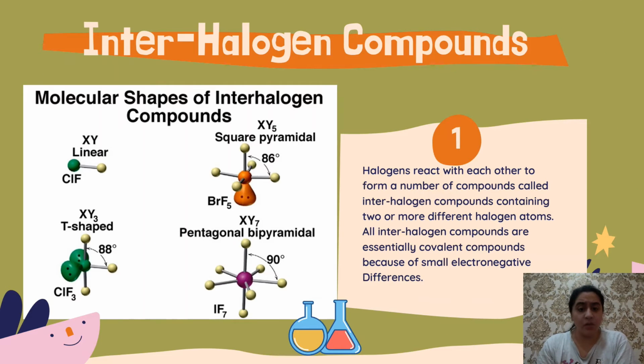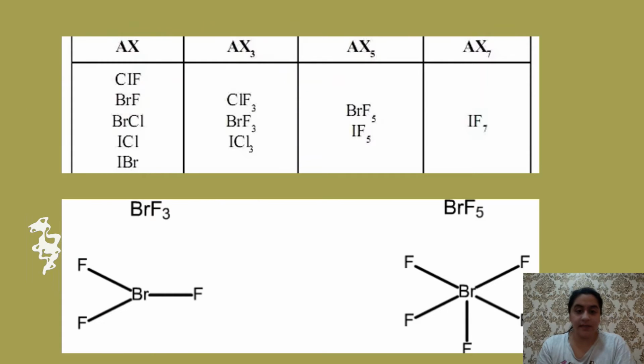Interhalogen compounds. What are interhalogen compounds? Halogens react with each other to form a number of compounds called interhalogen compounds, containing two or more different halogen atoms. All interhalogen compounds are essentially covalent compounds because of small electronegativity differences. Examples of interhalogen compounds are bromine trifluoride and bromine pentafluoride.